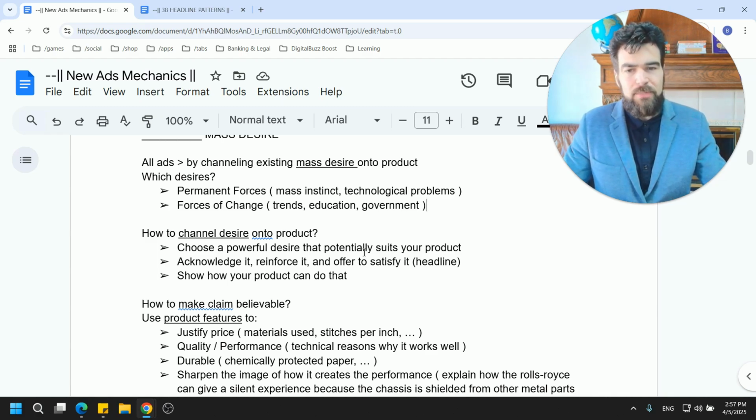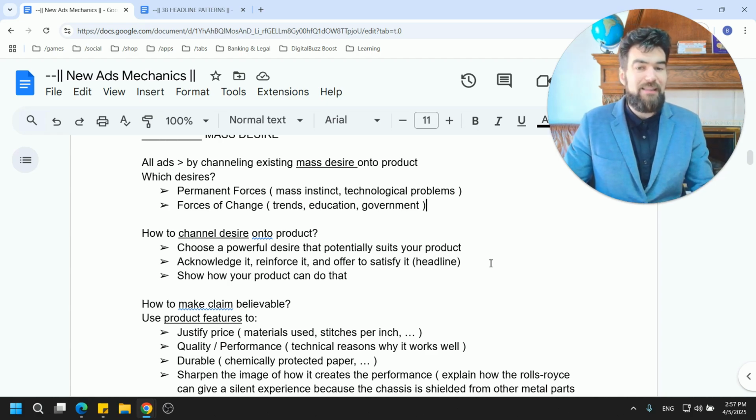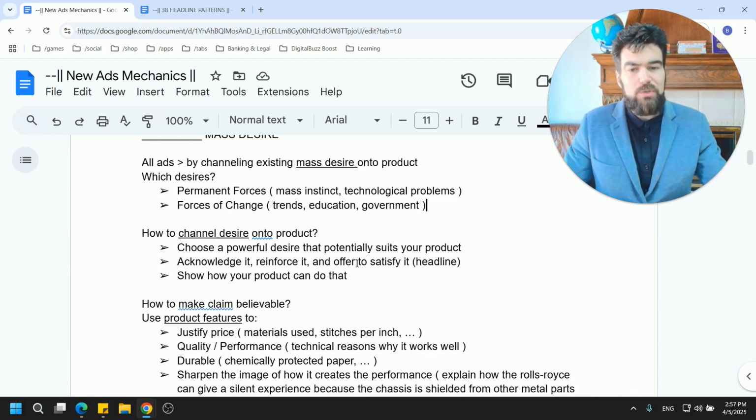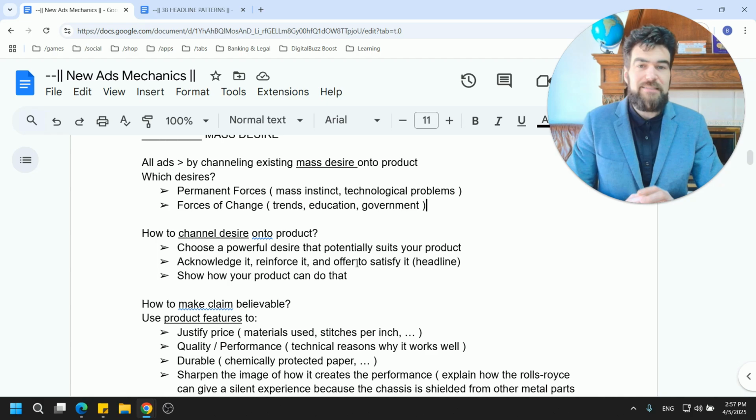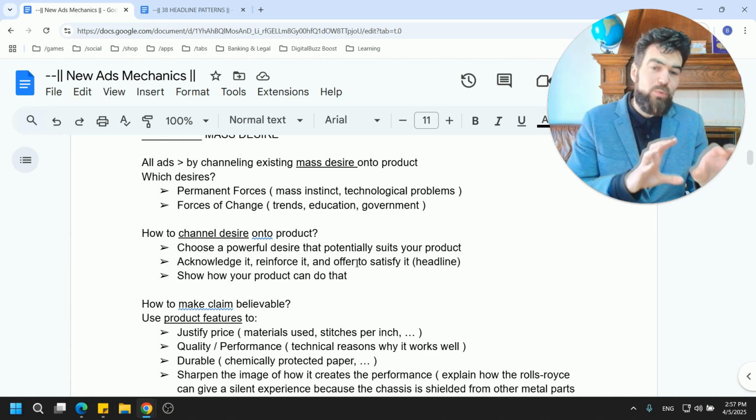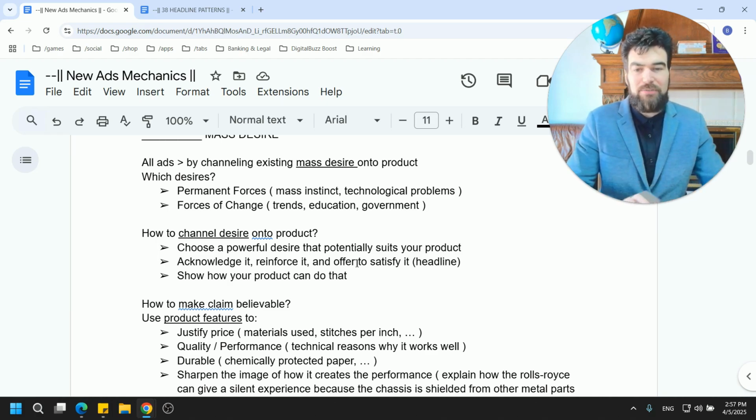So how do we do that? We choose one powerful desire that potentially suits our products. We acknowledge that desire, we reinforce it, and then we offer to satisfy it. And that's what we do in the headline. And then we show how our product can do that. That's a simple way of making an ad, but it's a way of making it that is fundamentally sound.